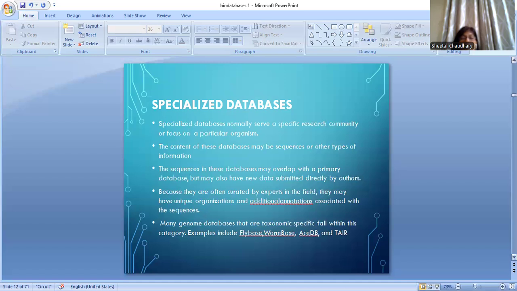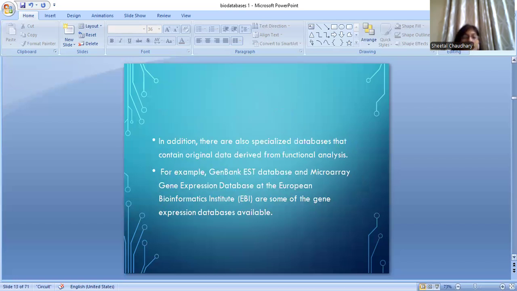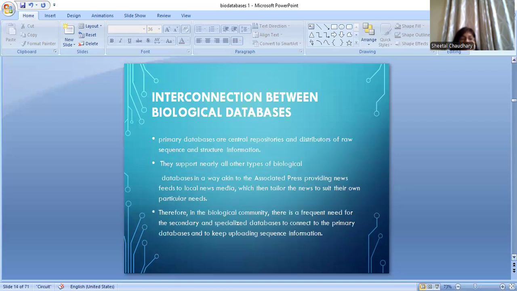Examples include FlyBase, WormBase, SGD database, and TIGR database. In addition, there are also specialized databases that contain original data derived from functional analysis. For example, the GenBank EST database and microarray gene expression databases at the European Bioinformatics Institute, that is EBI, are some of the gene expression databases available. So the GenBank EST database and microarray gene expression databases are examples of specialized databases.